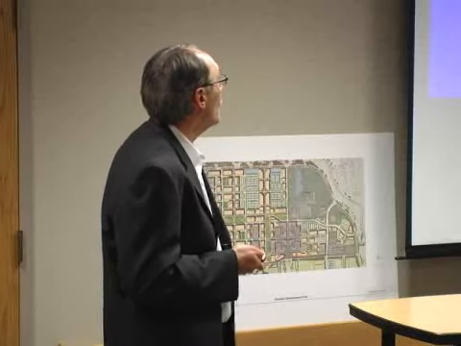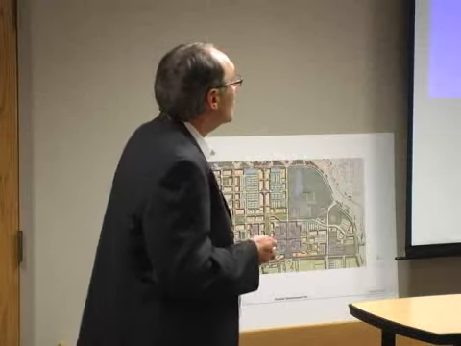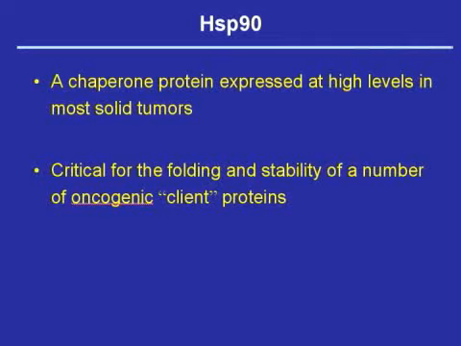So, a little bit about what HSP90 actually is. HSP90 is a chaperone protein. It's expressed at high levels in most solid tumors. That's basically non-leukemias. What HSP90 does, what a chaperone protein does, it's critical for the folding and stability of a number of oncogenic client proteins. And what do I mean by that?